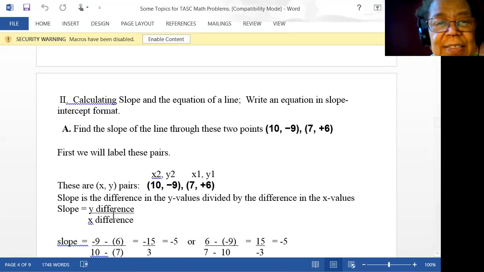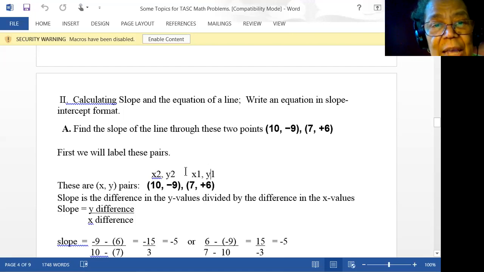Now, we've said that slope is the difference in the y values divided by the difference in the x values. Whenever you're given points, the x value comes first. That means x here is 10, y is minus 9. X is 7, y is plus 6. Just to keep track of things, it's nice to label the pairs. So we'll call this 10 x2 and this minus 9 y2. Then we'll call this 7 x1 and this 6 y1.